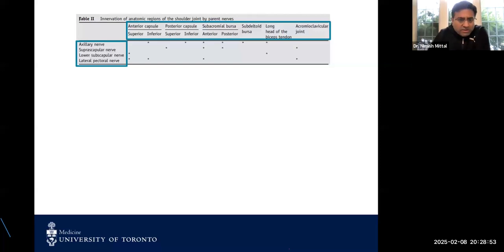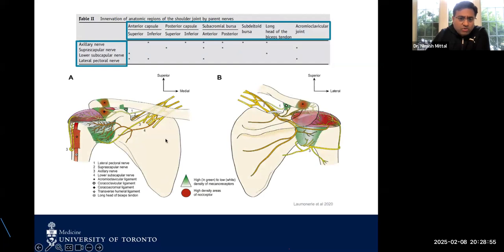This is an image which actually shows what's going on here. If you look at the left side of the image, this is the anterior part of the shoulder. The area of green is low density of mechanoreceptors, but the red area is where the high density lies. So you see the long head of the biceps tendon, the subacromial region, the joint capsule, and the AC joint are the areas which are richly innervated by mechanoreceptors and nociceptors as well.